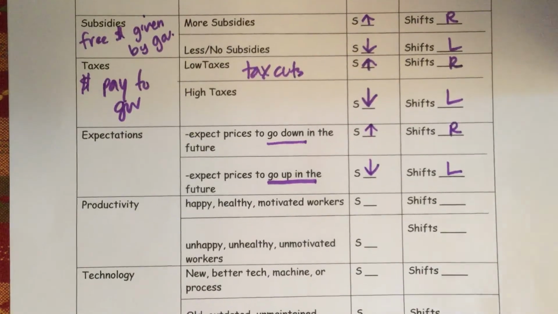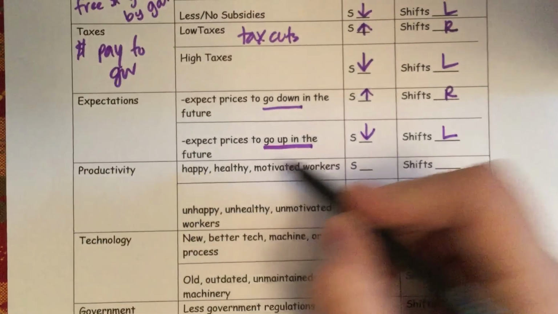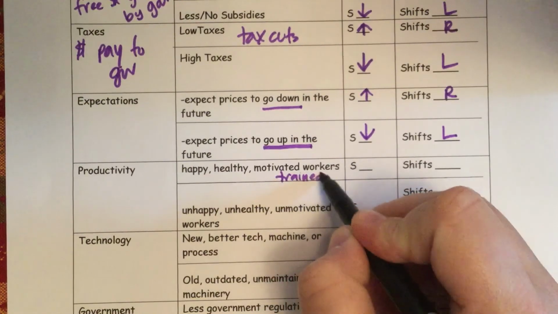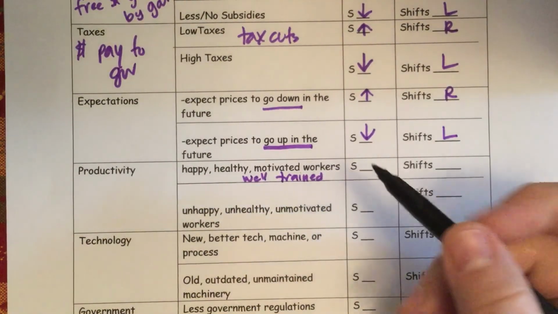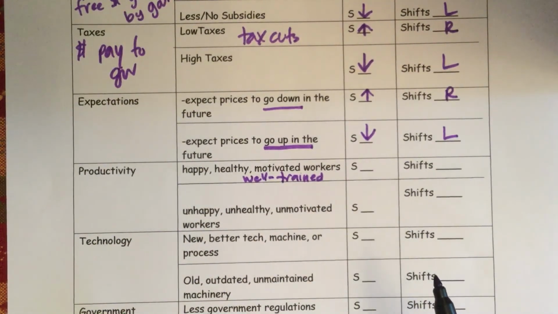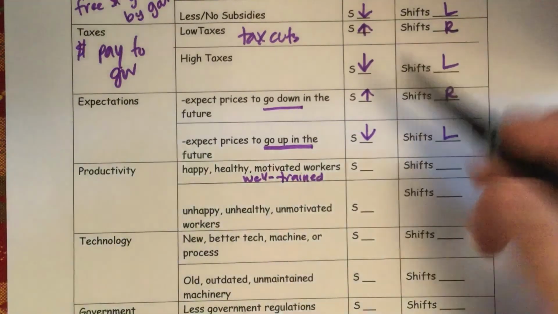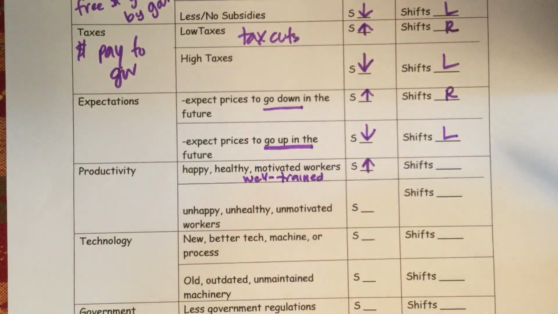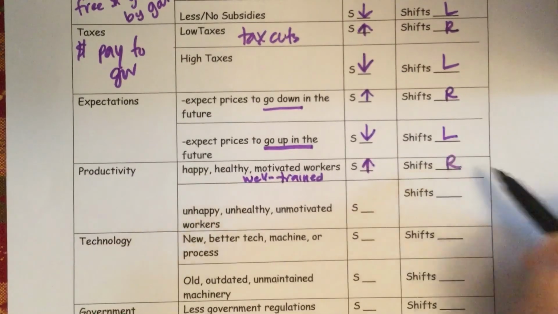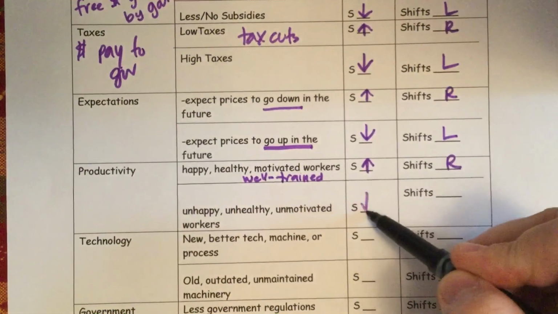Productivity has to do with the happiness, the health, the motivation of your workers, also whether people are well trained or just not trained, right? And so remember when we did the widgets and whatsits, and we talked about the productivity of the human capital of your group and how well you all were working. If you have happy, healthy, motivated, well-trained workers, then they're going to supply more with the same amount of resources. And so supply will go up and it'll shift to the right. Let's say you have unhappy, unhealthy, unmotivated workers. Well, then supply is going to go down and it's going to shift to the left.